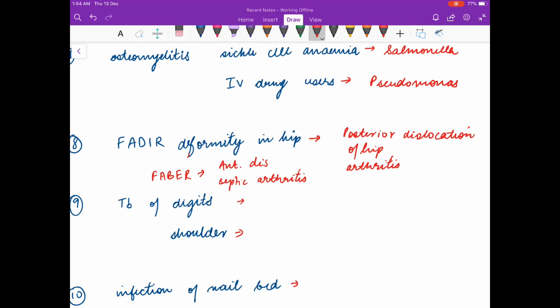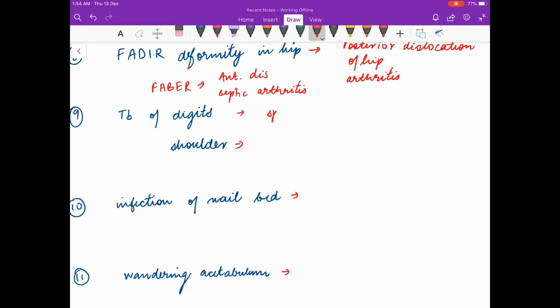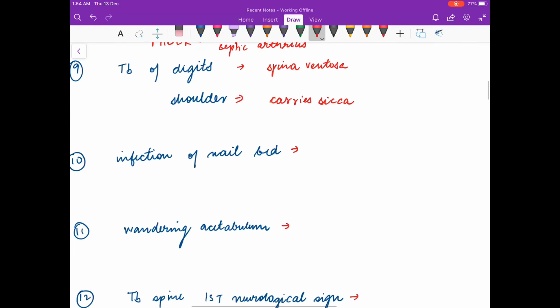TB of digits is known as spina ventosa. TB of shoulder is known as caries sicca. Infection of nail bed is known as paronychia.